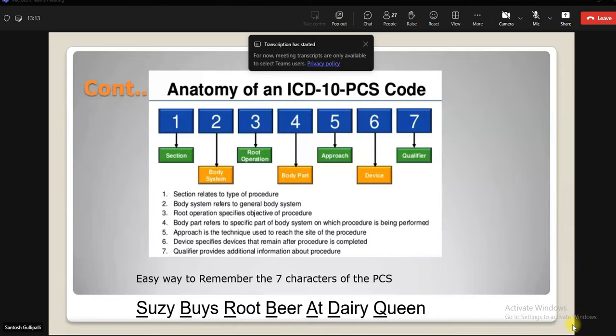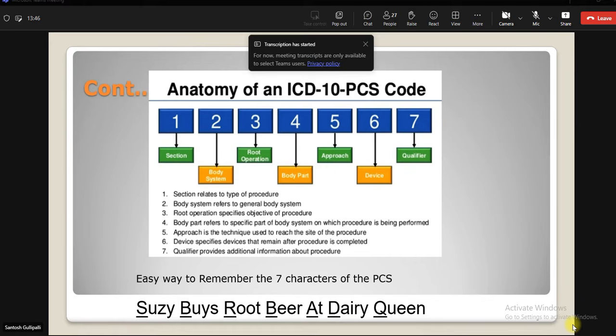The fourth character is body part, the fifth is approach, the sixth is device, and the seventh is qualifier. The sequencing is also very important. Based on these 7 characters, we assign all appropriate procedure codes.